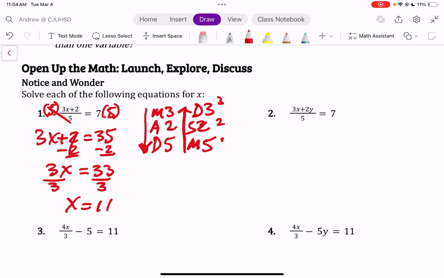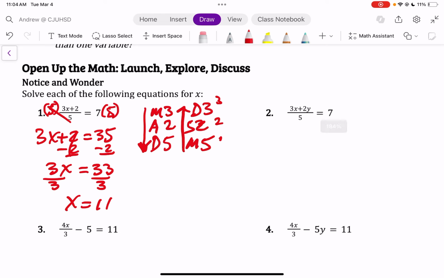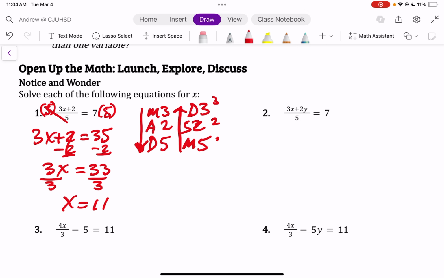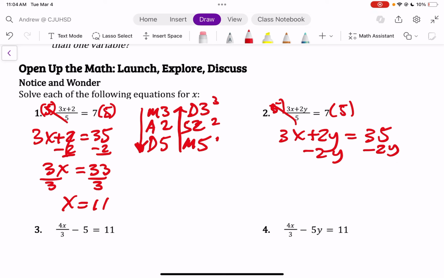Now, on number 2, it's almost the same exact steps. In fact, the only difference is it's 2y instead of 2. So we'll multiply by 5, and the 5's will cancel out. We have 3x plus 2y is 35. We'll take away 2y, and when we do that, 2y, since it's not the same kind of thing as 35, will not combine together. They are not like terms. So we'll just rewrite it like that.